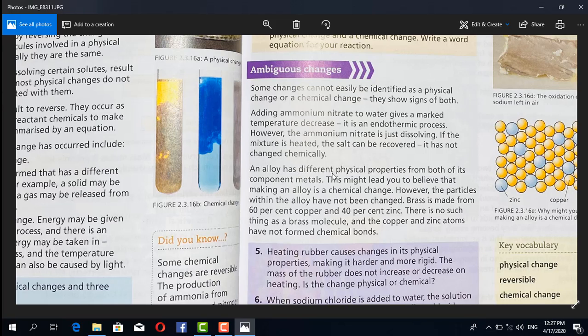An alloy, which is a combination of several metals, has different physical properties from both of its components. This might lead you to believe that making an alloy is a chemical change, but however, the particles have not been changed. Like brass, a type of alloy, is made of 60% copper and 40% zinc. So practically here, it has the same properties of both components.